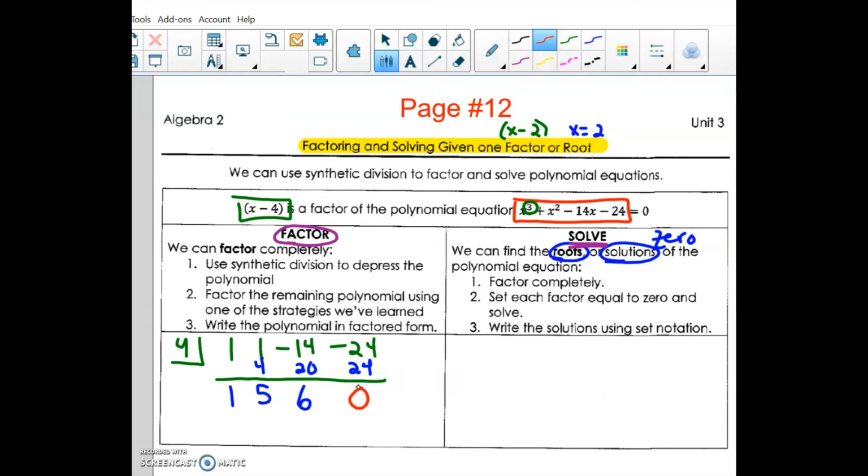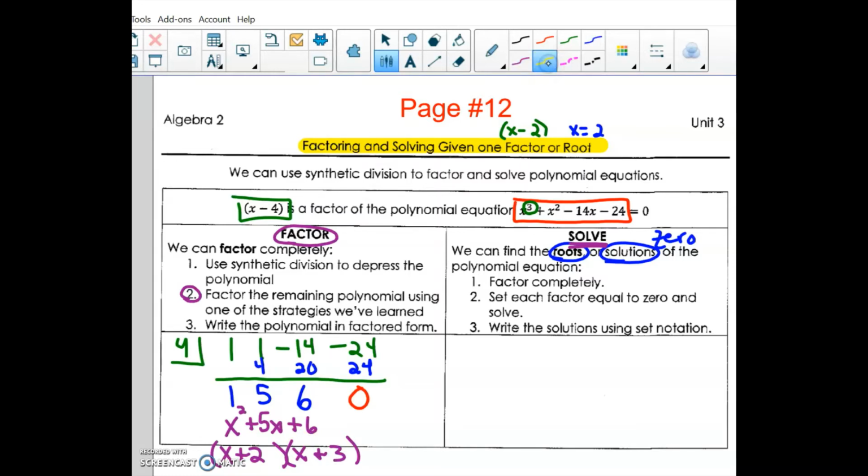One of the good things you're going to see today is that all of our synthetic division should come out to be remainder 0 because we are factoring the polynomial. So we have used synthetic division to depress the polynomial. We're going to rewrite the polynomial, x squared plus 5x plus 6. That's step 2, where we factor the polynomial as x plus 2 times x plus 3, because 2 times 3 is 6, and 2 plus 3 is 5.